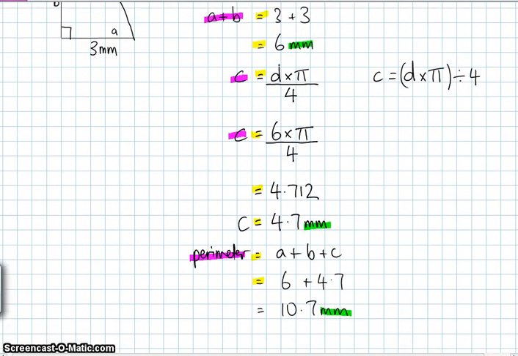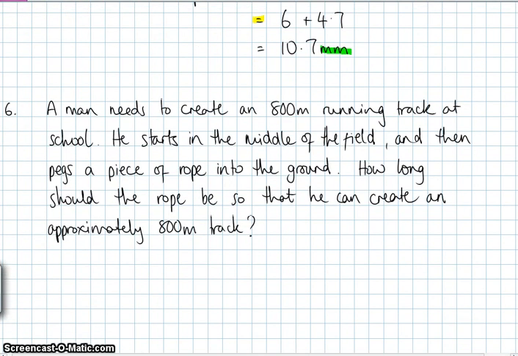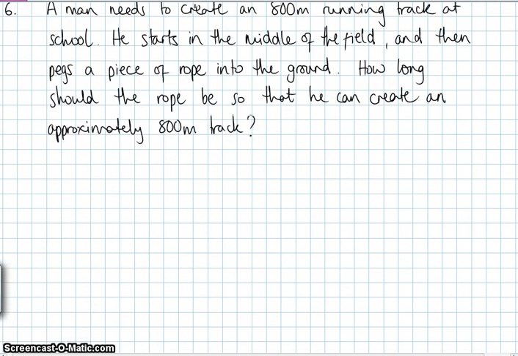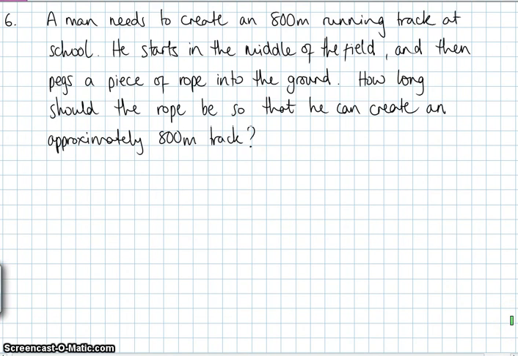Okay, last question now. Some people have the most trouble with these types of questions because it's using language, not just numbers. Let's have a look. Now, I think it's easier if we actually highlight some of the important information here. So a man needs to create a 800-meter running track at school. He starts in the middle of the field and then pegs a piece of rope into the ground. How long should the rope be so that he can create an approximately 800-meter track?